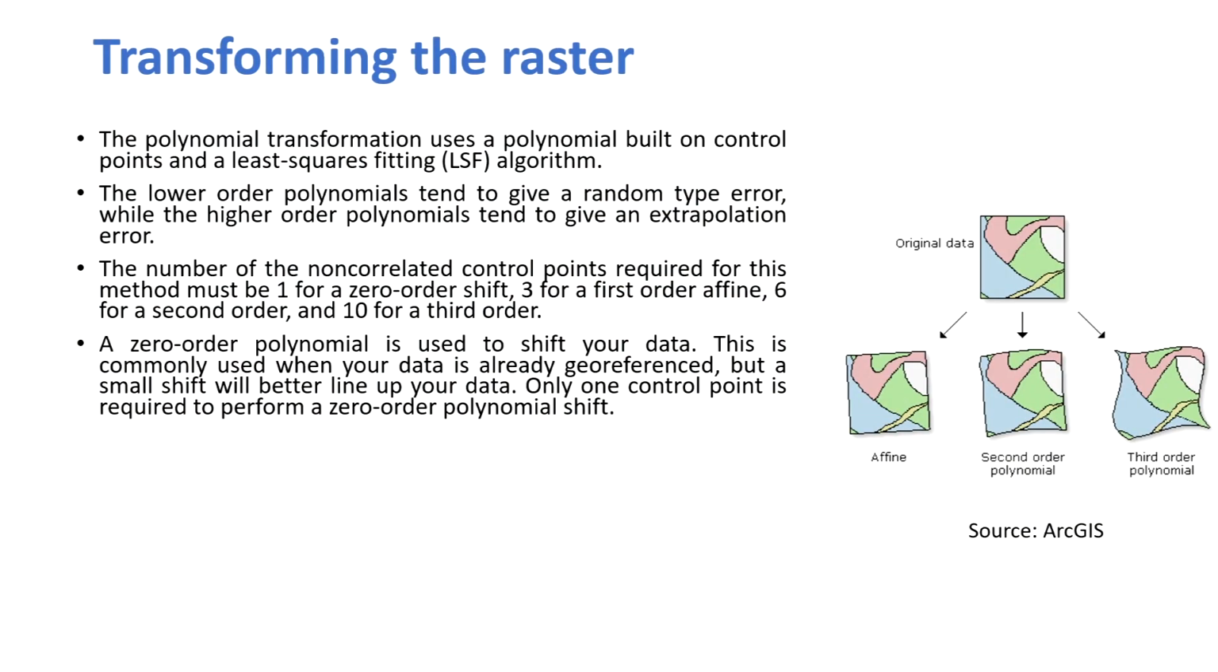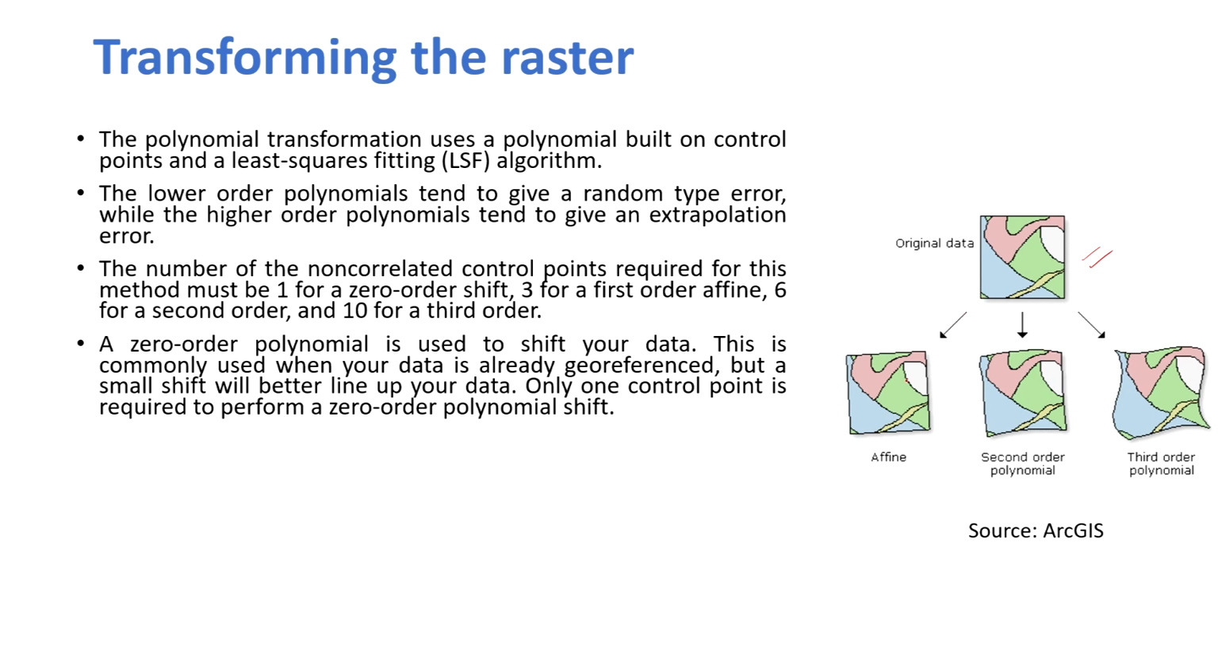A zero order polynomial is used to shift your data. This is commonly used when your data is already georeferenced, but a small shift will better line up your data. Only one control point is required to perform a zero order polynomial shift. Here in this image you can see, suppose this is your original data and you just want to slightly modify or shift your data.